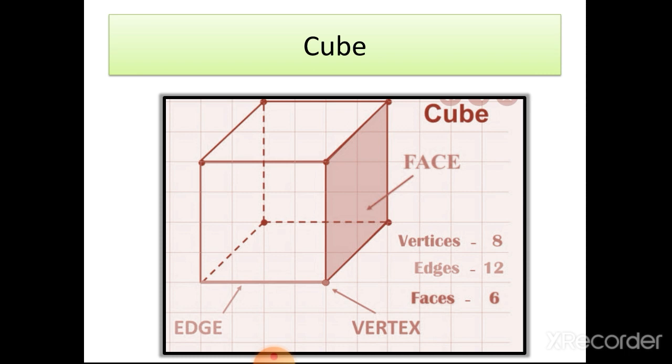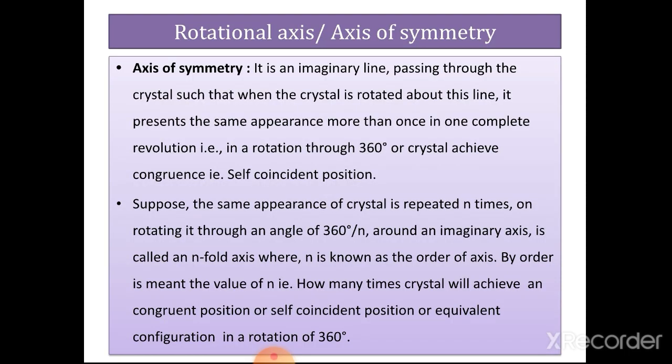Again, the corners of the cube are also called the vertices. Since the cube has a total of 8 corners, it has 8 vertices. So in the case of a cube, one has to keep in mind that it has 6 faces, 12 edges and 8 vertices. Why is it important? Because when we discuss the symmetry elements, these three things are very important to understand the symmetry operations.